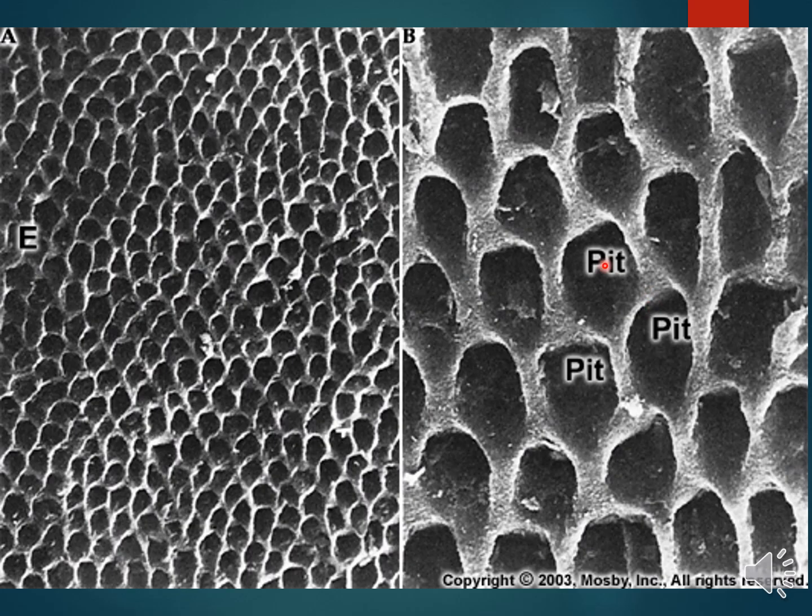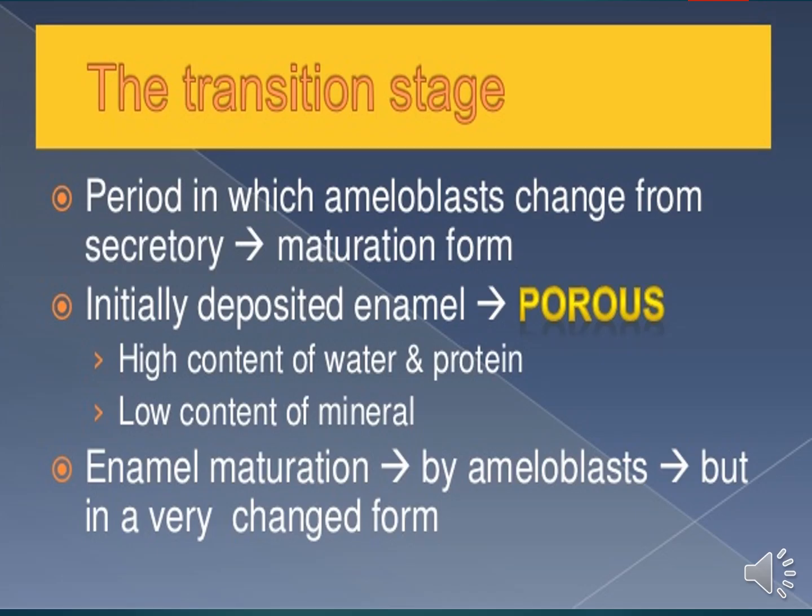This is what I was talking about, how the pit in the interrod region happens because of the Tomes process. This is a low power view, and this is the high power view of the electron micrograph. Next we come to the transition stage, which corresponds to the maturative phase of the life cycle, maturative and protective.